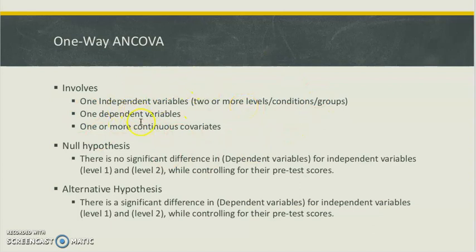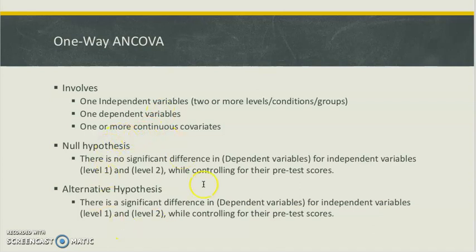You must have these three types of data, ya. Independent variable, dependent variable, and covariate, continuous covariate. So covariate usually is the pre-test. Sorry, independent variable is the group, control group and experimental group, and dependent variable is the post-test.